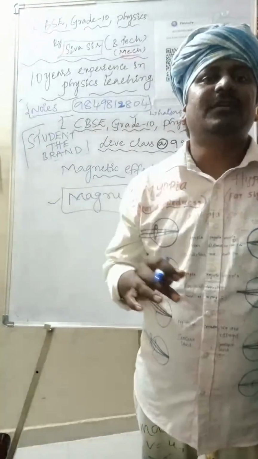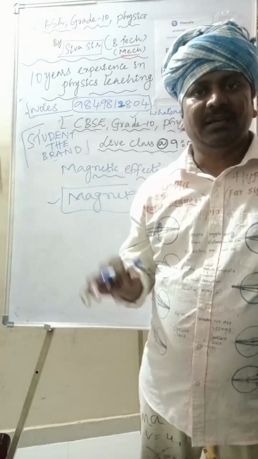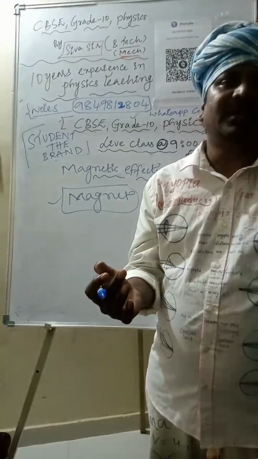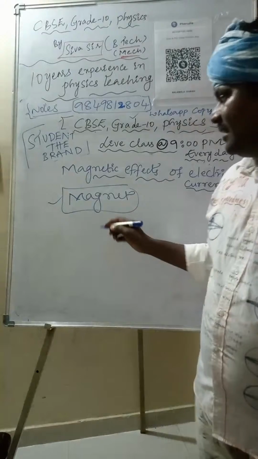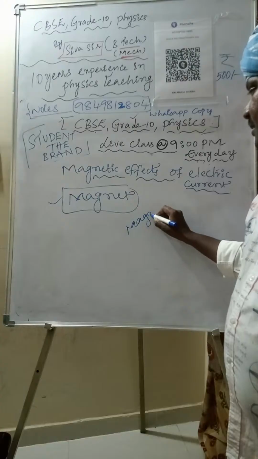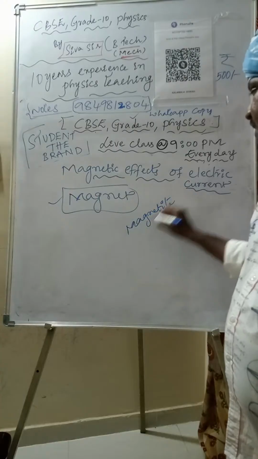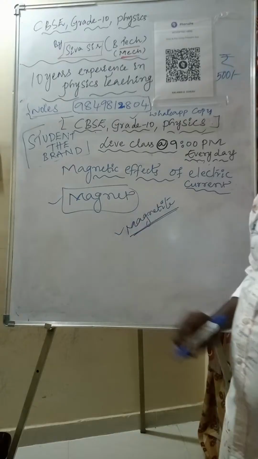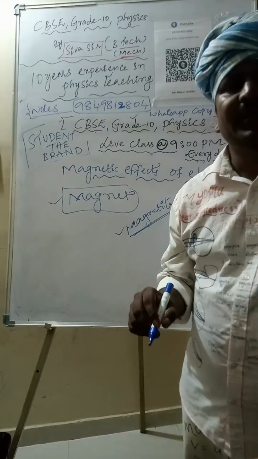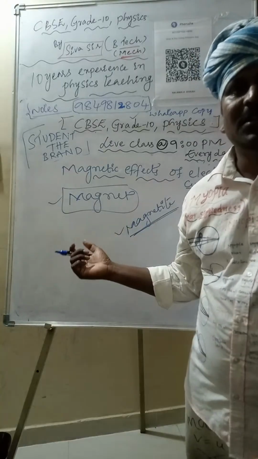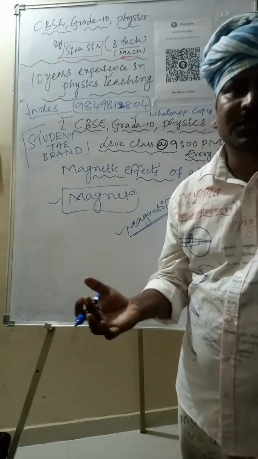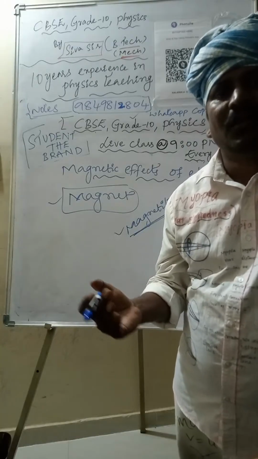There are two types of magnets: artificial magnets and natural magnets. Magnetite is a natural magnet. Natural magnet is also called lodestone.